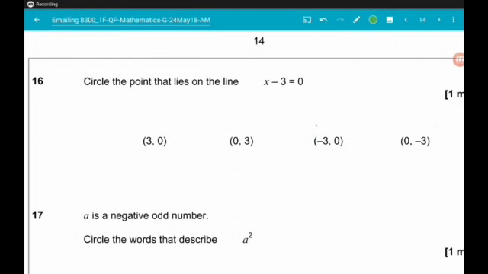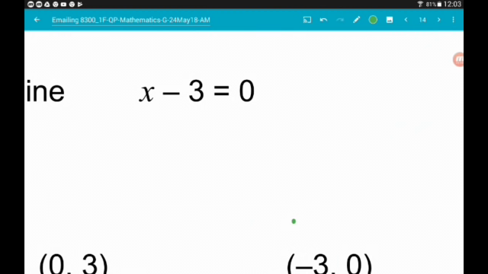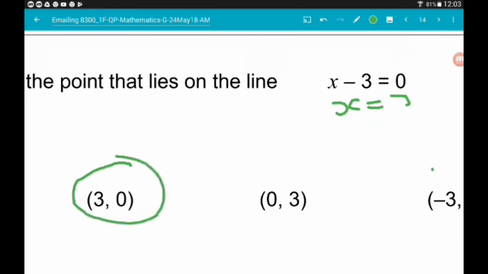Question 16 wants us to circle the coordinates that lie on the line x minus 3 is equal to 0. So, if we solve this, we would add 3, so we get x is equal to 3. So what we're looking for here is a pair of coordinates where the x coordinate, so the first coordinate, is equal to 3. So that is this first chap here.